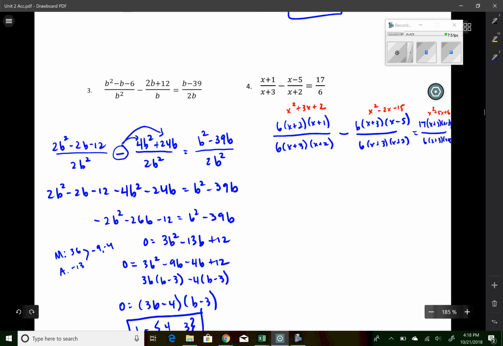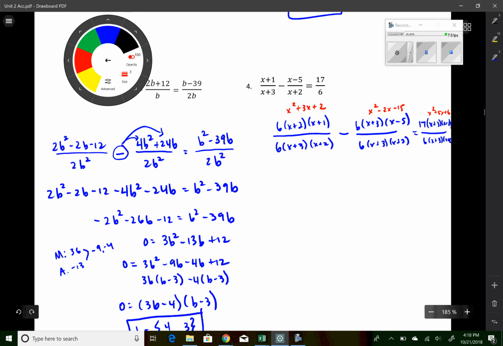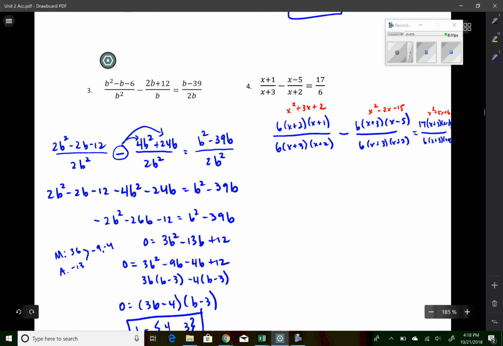Now, what I just did in red, you should really be able to do with mental math. If you can't, make your boxes and multiply it all out. That's perfectly fine too. So what are we going to get here if we start distributing the 6's? So if I distribute the 6 to what's in red up here, I'm going to get 6x squared plus 18x plus 12. If I distribute the negative 6, don't forget the negative, I'm going to get negative 6x squared plus 12x and another plus, so that's going to be 90.